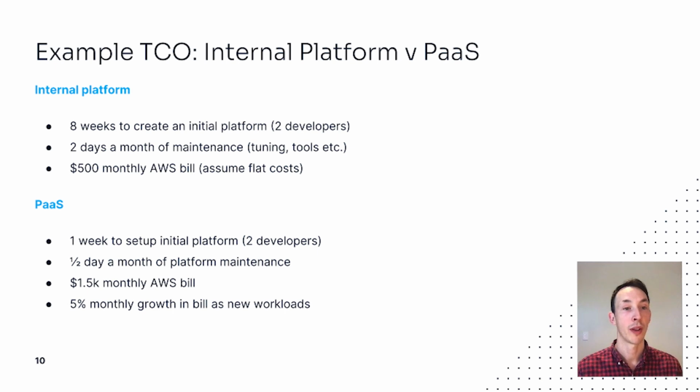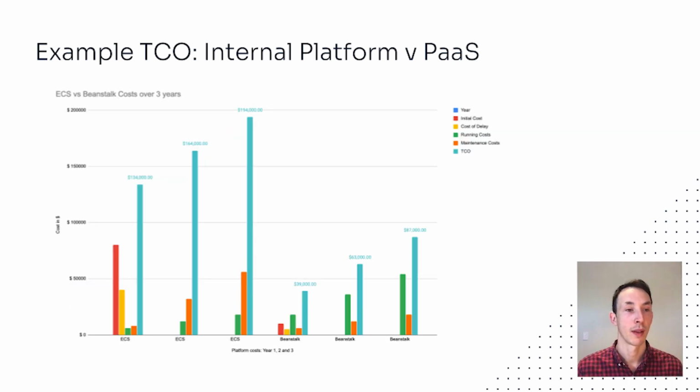And we're going to assume further that it's a 5% monthly growth in usage, and that's going to increase the cost as we go. So if you model that out through a bunch of graphs, this is kind of what it's going to look like. And as you can see, the total cost of ownership for an in-house platform build is far more expensive than a PaaS, even though the monthly running costs are significantly higher. And you can sort of see the factors at play here.